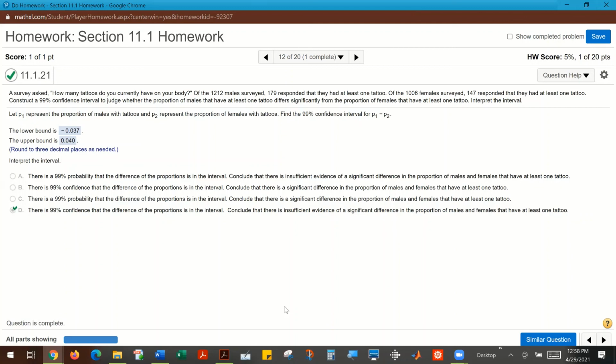Well, there we go. And so you have insufficient evidence of a significant difference between the proportions of males and females who have at least one tattoo. So again, this was just to show you how you can use StatCrunch to help you do these calculations.